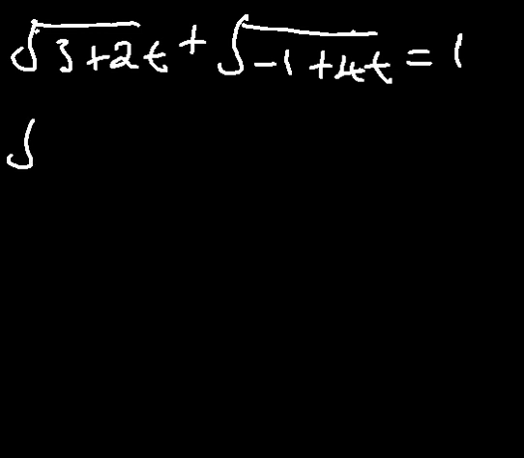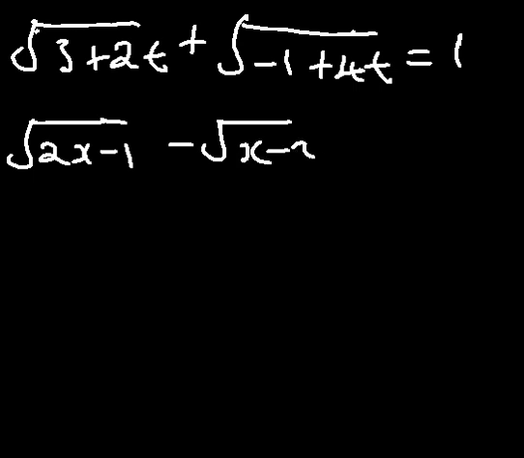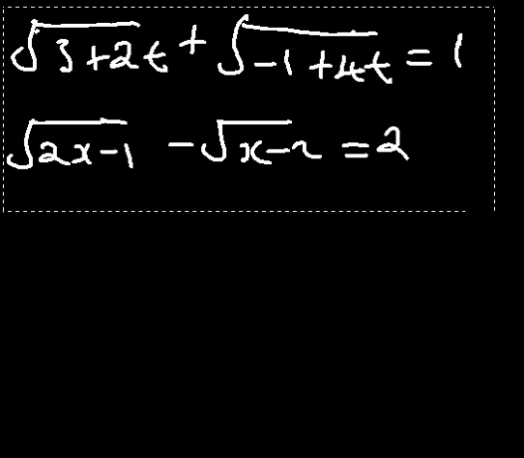Let's say we have the square root of 2x minus 1, minus the square root of x minus 2, which is equal to 2. So try to find the solution for this and check for extraneous solutions.